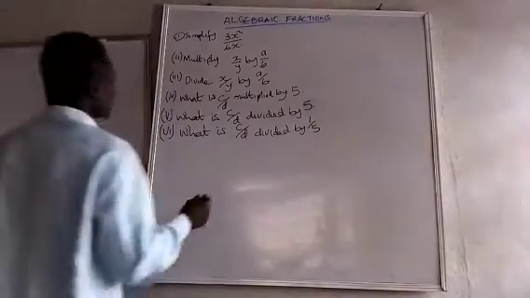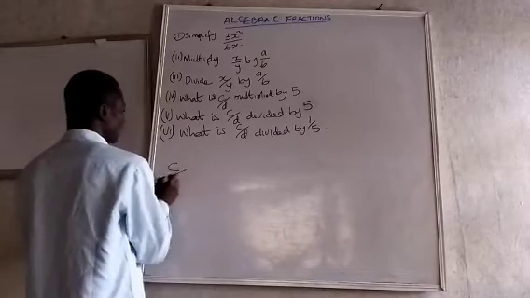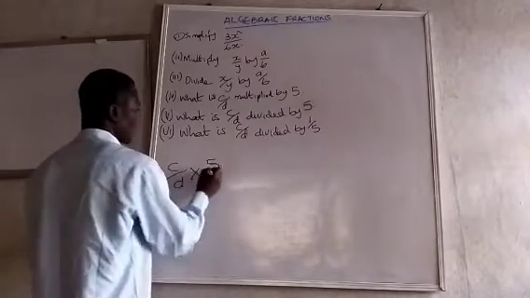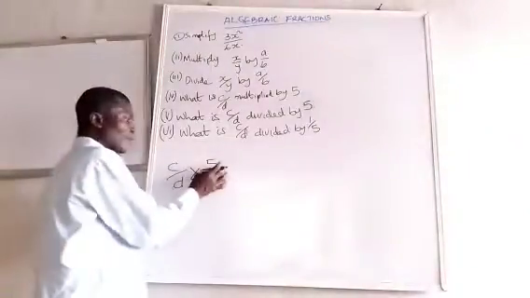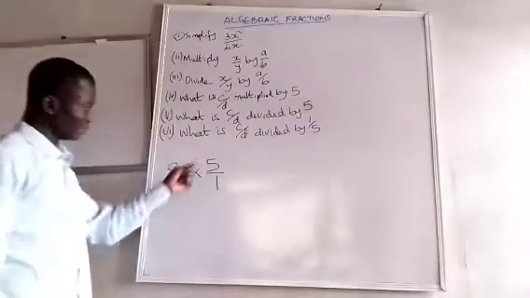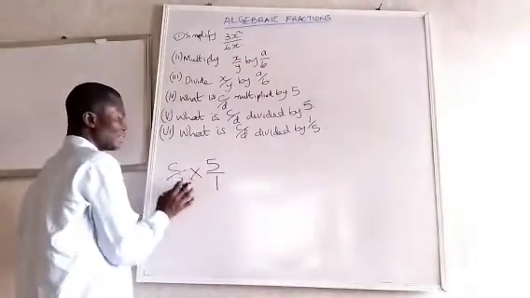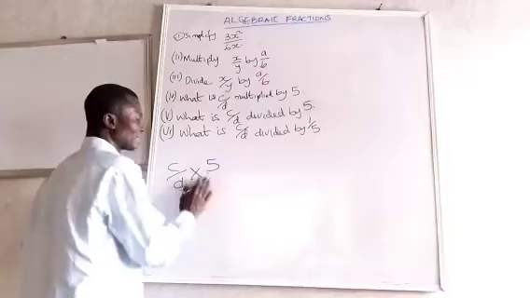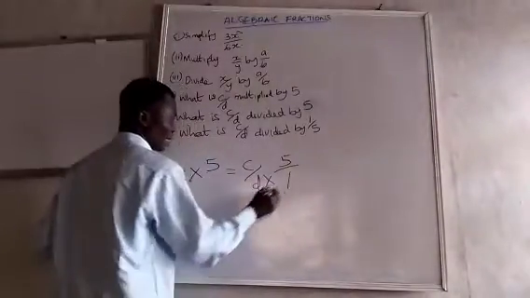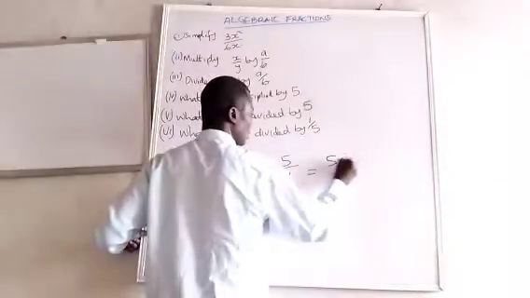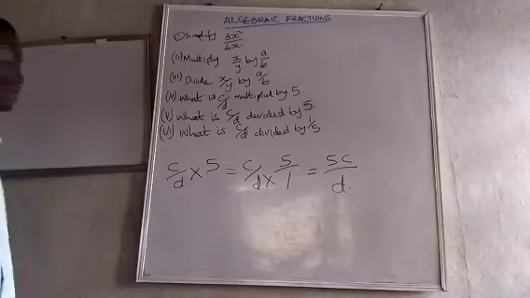Now the next one says, what is c over d multiplied by 5? So we have c over d times 5. In this situation, this 5 will multiply only the numerator. This 5 can be expressed as 5 over 1. Please, for the beginner, that's why I'm starting from here. c over d times 5 is the same thing as c over d times 5 over 1. And that's going to be 5c over d. That one is straight and direct.